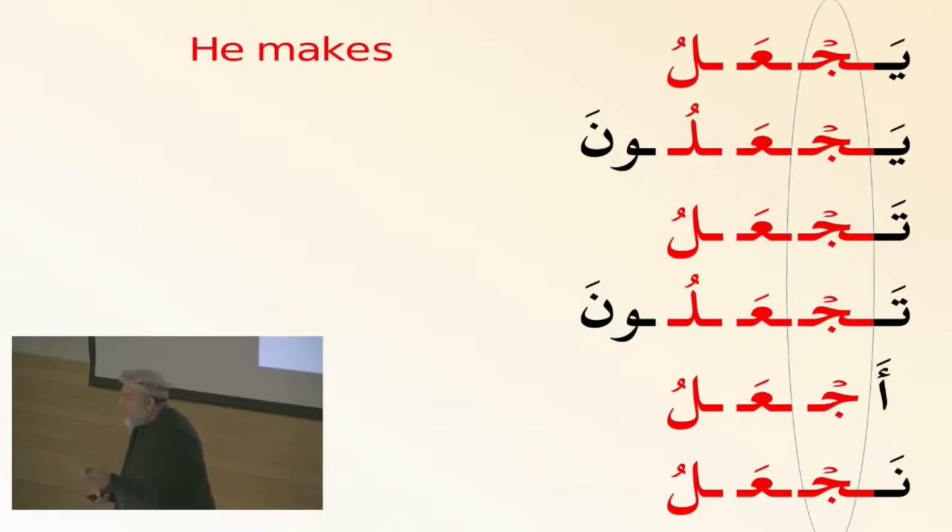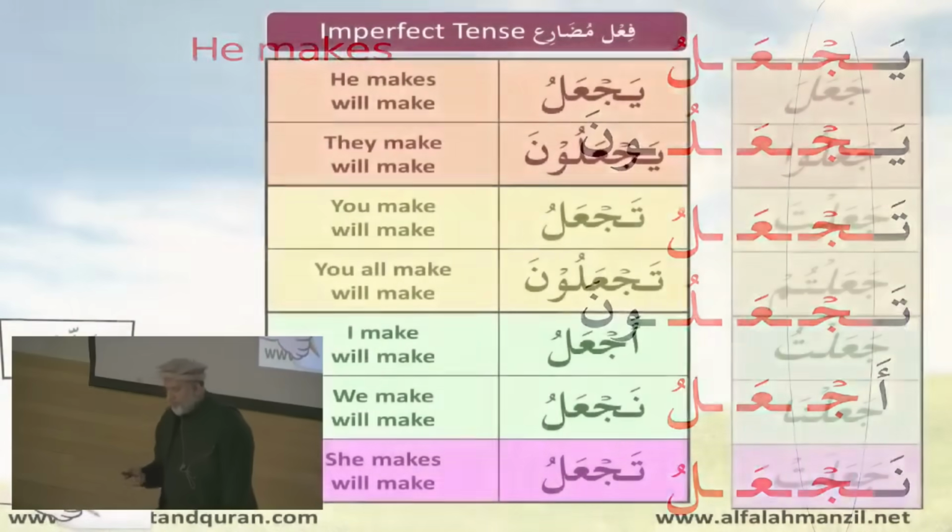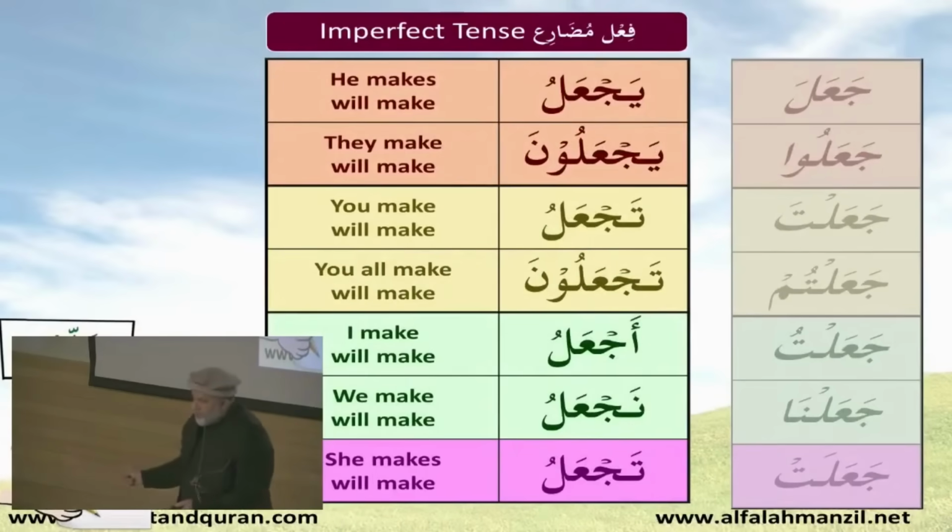What is Na'budu? We worship you. Are we doing it in the past or are we doing it right now and in the future? We do now and we will also do in the future. If I say Abada, I worshipped. Done. Na'budu, we worship. Abudu, I worship, or I will worship. Got it? Okay.